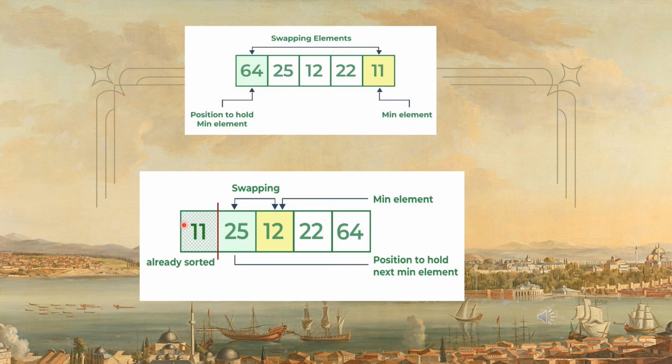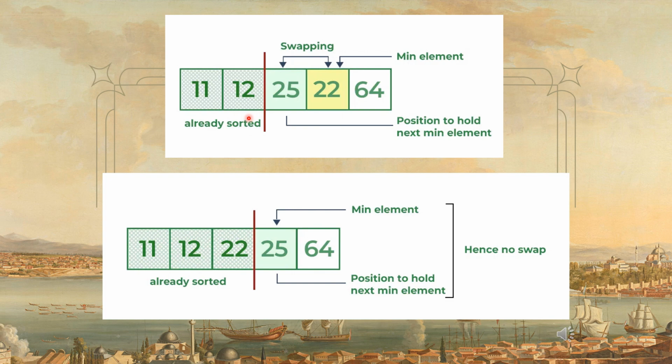Our second pass is for the second position where 25 is present. Again traverse the rest of the array sequentially. After traversing, we found 12 is the second lowest value in the array and it should appear at the second place in the array, thus swap these values. Here you can see 12 and 25 have swapped. Now 11 and 12 are already sorted.